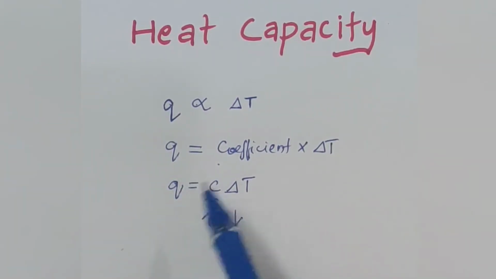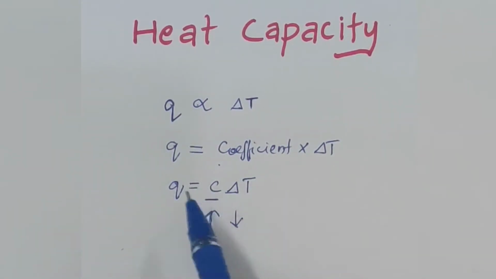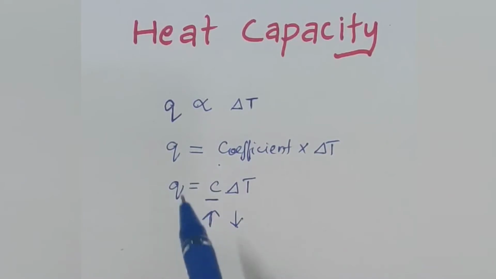Size means mass. So heat capacity depends upon the size, composition, that is, upon the mass. Can you tell me whether heat capacity is an extensive or intensive property? It is an extensive property.